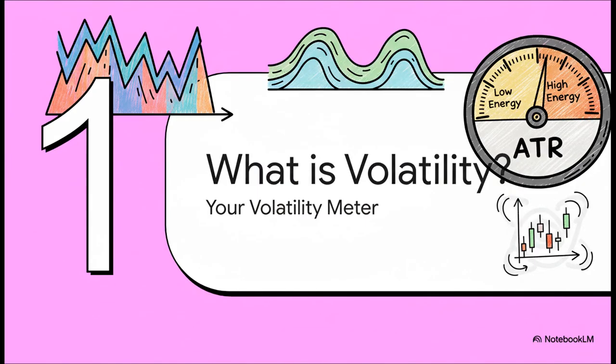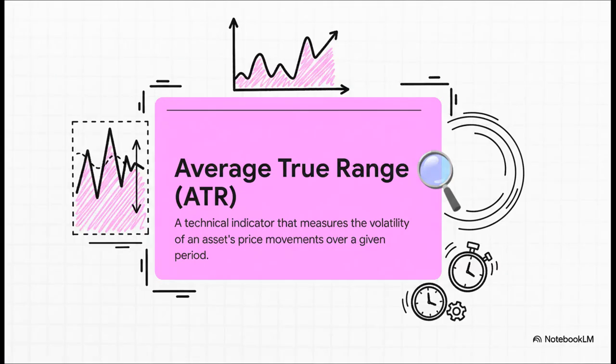Okay, first things first. What in the world is market volatility? Well, think of it like the market's energy level. Is it kind of sleepy and quiet, or is it totally wild and unpredictable? The ATR is basically your personal meter for measuring that energy. So the official definition? It's a technical indicator developed by the absolute legend J. Wells Wilder Jr., and it's designed to do one thing and one thing only: measure an asset's volatility.